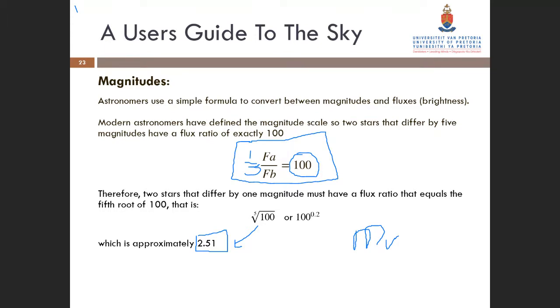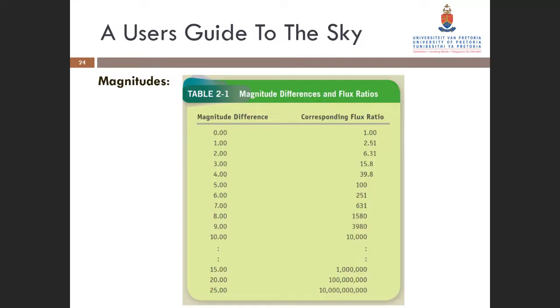If we continue on to the next slide, we can see the magnitude difference of two stars. If you have two stars with the same magnitude, the difference is 0, and you can just read it off the table. A magnitude difference of 1 gives 2.51. A magnitude difference of 2, and continuing on, a magnitude difference of 5 is 100. A magnitude difference of 6 is 251, and so on and so forth.